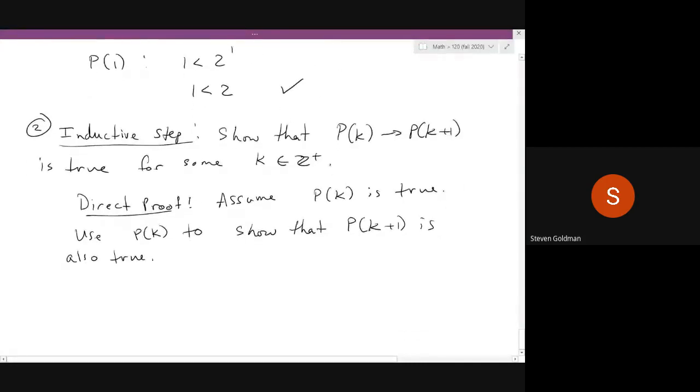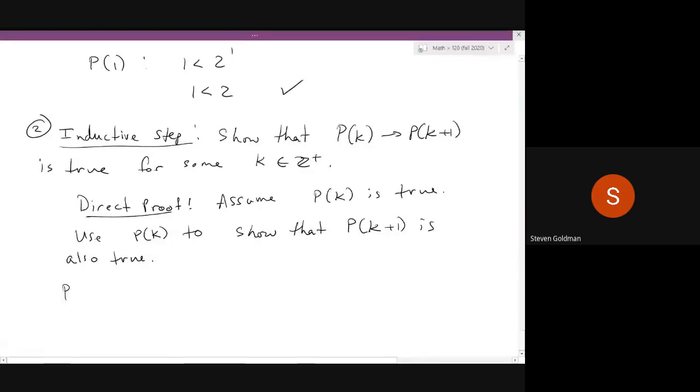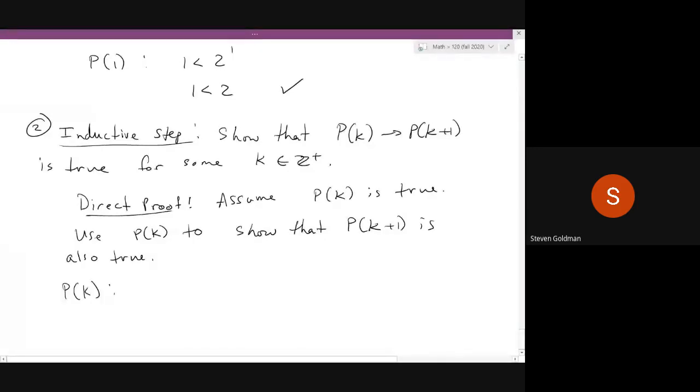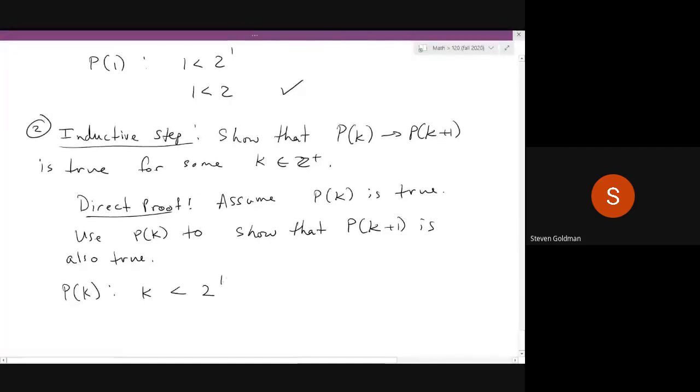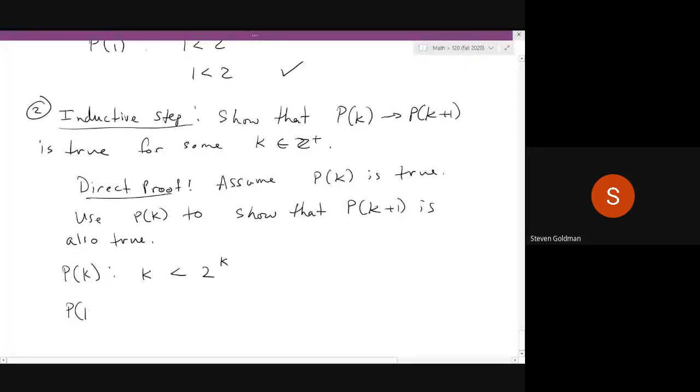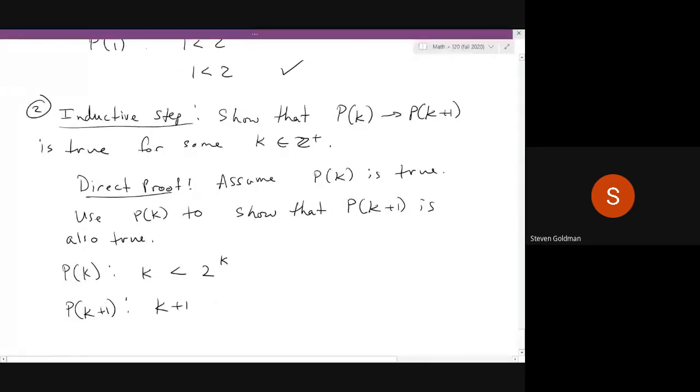So let's write down what P of k is, and we'll write down what P of k plus 1 is. For P of k, it's just the inequality from before. I just replace n with k. So P of k will be the statement k is less than 2 to the power of k. P of k plus 1 will be the statement k plus 1 is less than 2 to the power of k plus 1. So the k plus 1 there is the exponent on 2.